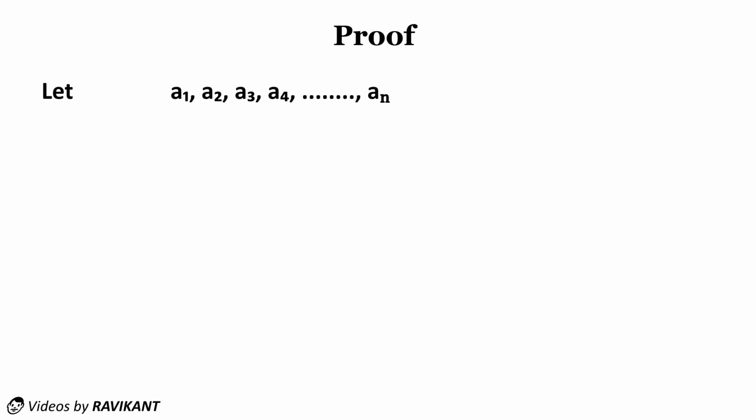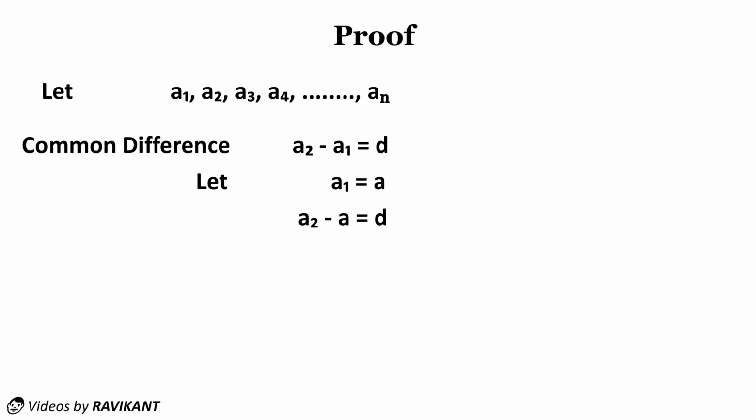So let's assume a1, a2, a3, dot dot dot up to an. So we can calculate the common difference, which is given by a2 minus a1 is equal to d. Let's assume a1 is equal to a and put the value of a1 in the above equation. Then we get a2 minus a is equal to d. Taking a to the right side, we can write a2 is equal to a plus d.